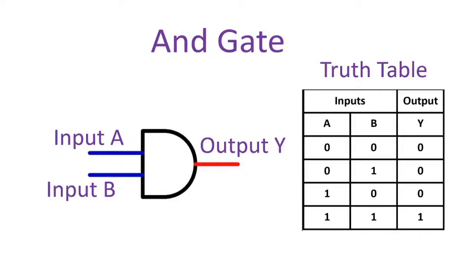And the AND gate behaves according to a truth table. The output of the AND gate is 1 if both inputs A and B are 1. Otherwise, it's 0. Looking at the truth table: input A is 0, input B is 0, output is 0. Input A is 0, input B is 1, output 0. Input A is 1, input B is 0, output 0. Input A is 1, input B is 1, output is 1.